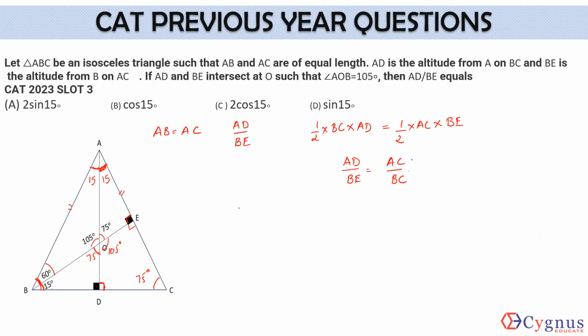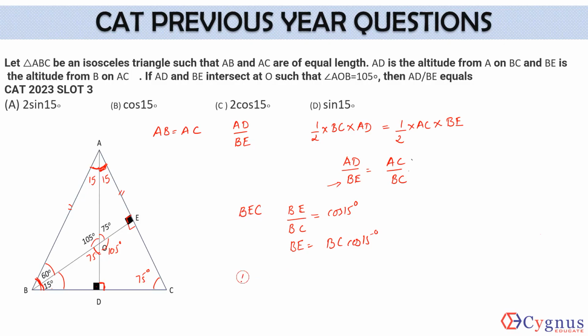In triangle BEC, since all the options are in terms of 15, I'll try to use this angle 15. In triangle BEC, can I say BE by BC must be equal to what? Cos of 15. Since I need BE here, that's why I'm writing BE by BC is equal to what? Cos of 15. Okay. Or BE becomes how much? BC cos 15.